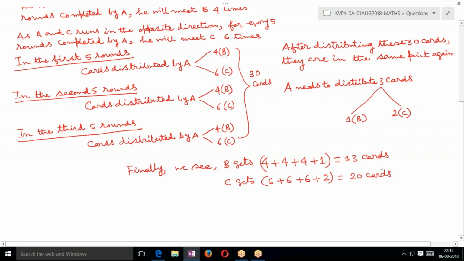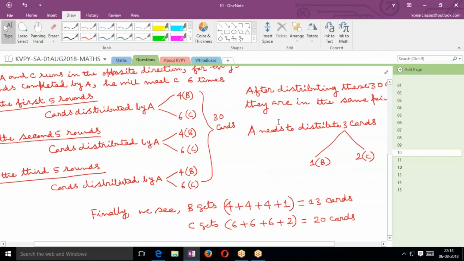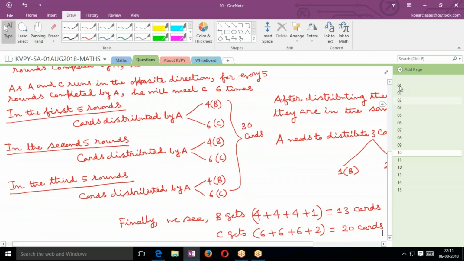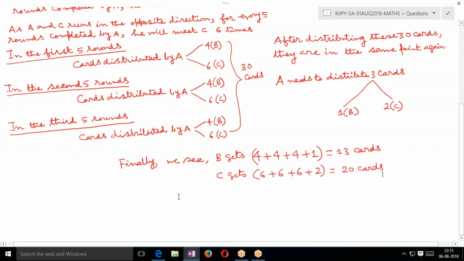So the non-negative difference, that was the question. What was the difference? Difference means obviously it has to be a non-negative difference. The difference is 20 minus 13. So the difference in getting the cards is 20 minus 13, that is equal to 7 cards, and the correct option is B.